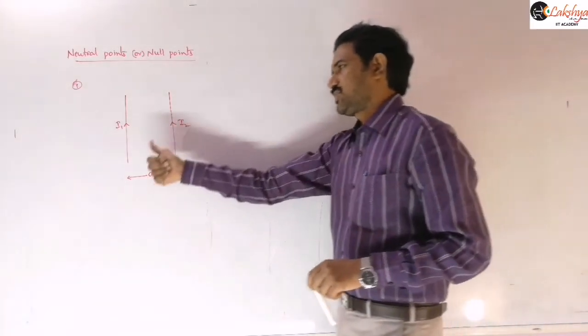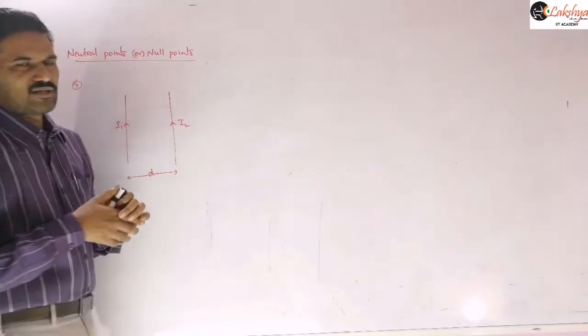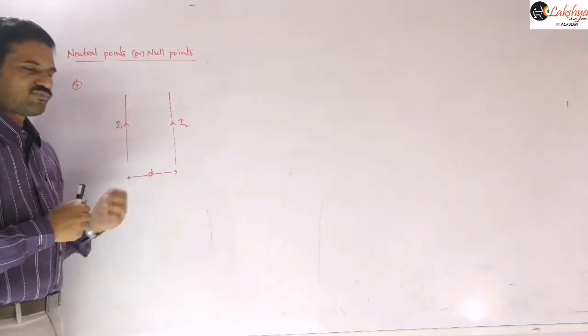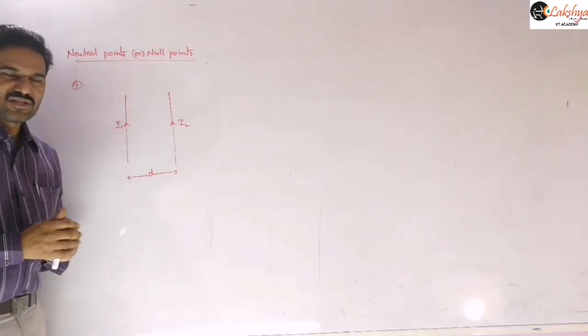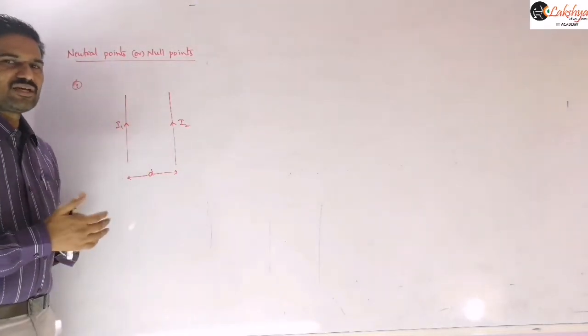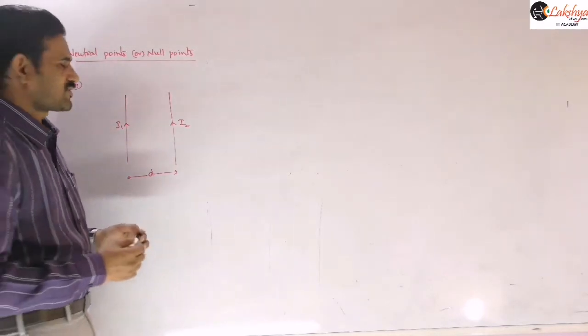Suppose I am taking two long parallel conductors placed parallel to each other at a distance d, and suppose a current is flowing in the same direction. So now we need to verify where the neutral point is forming and how to identify that neutral point.